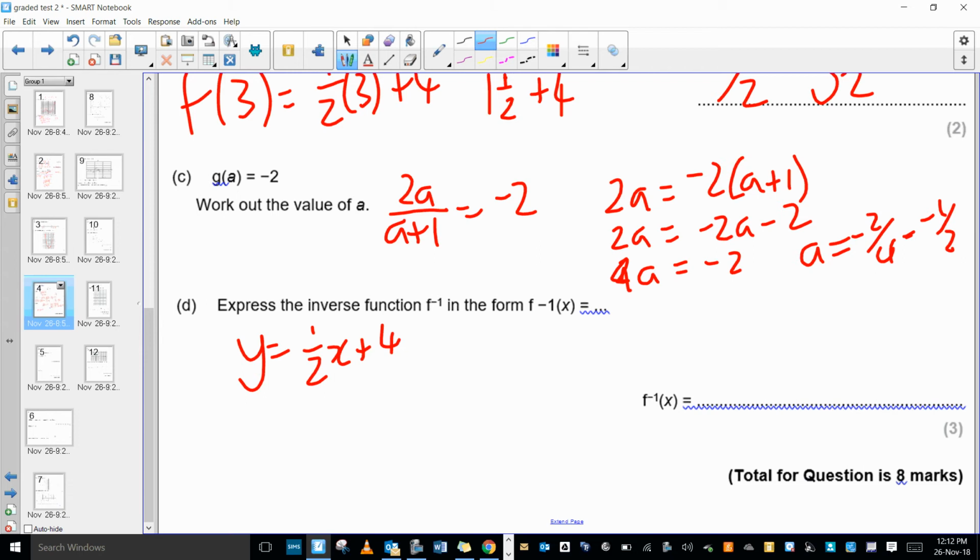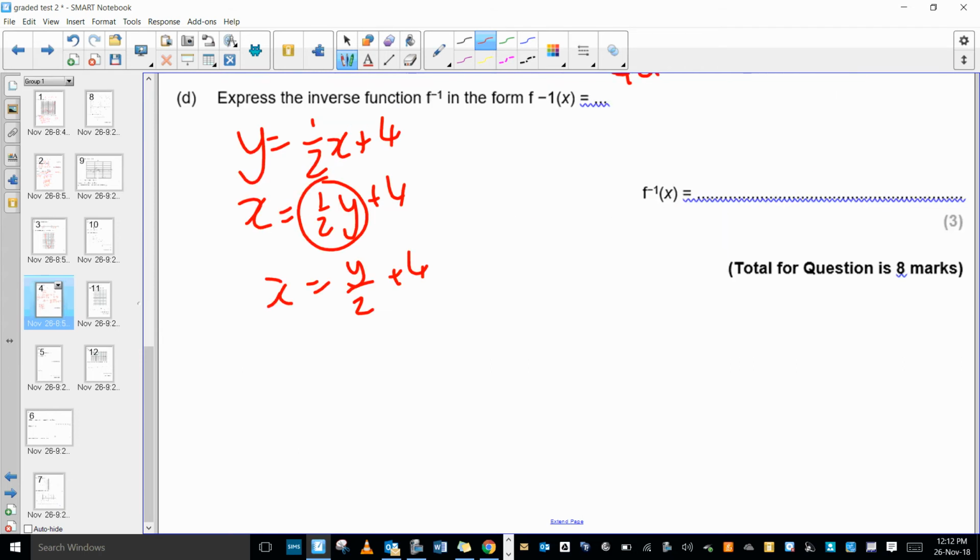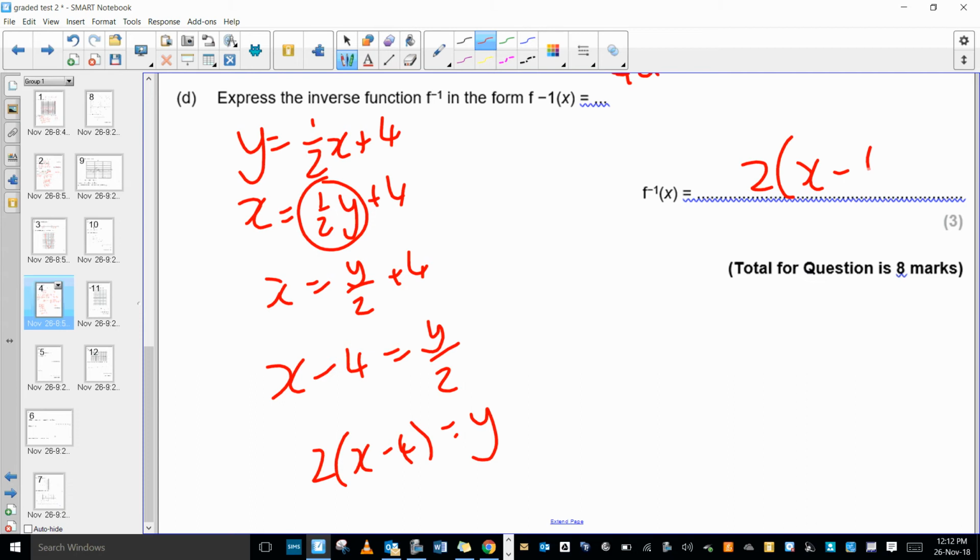So x equals a half y plus 4. A half y can also be written as y over 2. I've talked about it more than a few times, so it's easy to think of it as that. So it's x minus 4 equals y over 2, and then 2 lots of that. So it's 2 bracket x minus 4, or if you expanded that, that's also fine, obviously.